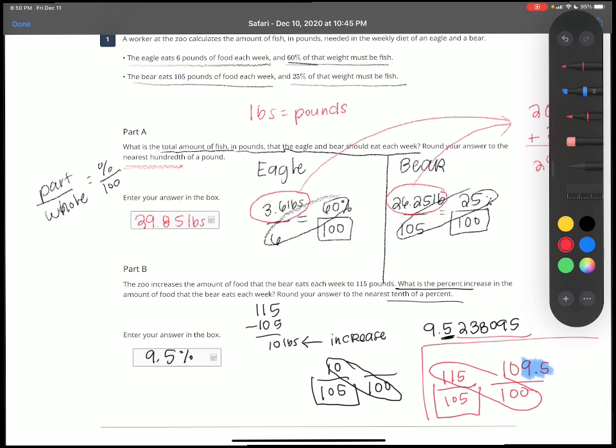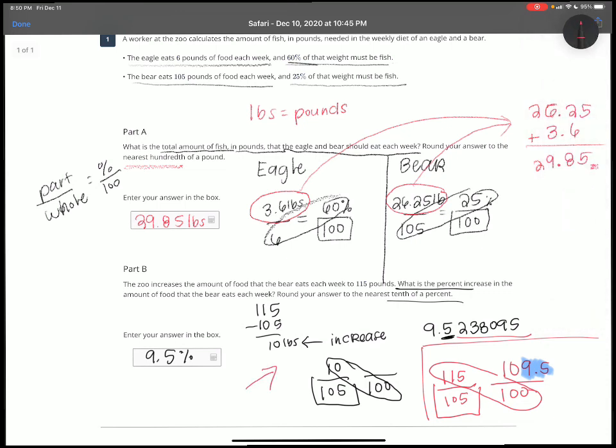But I think I prefer this method because it's a little bit more direct than the other method.